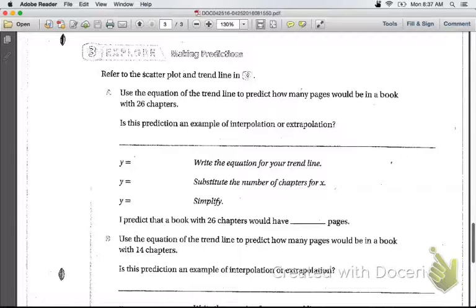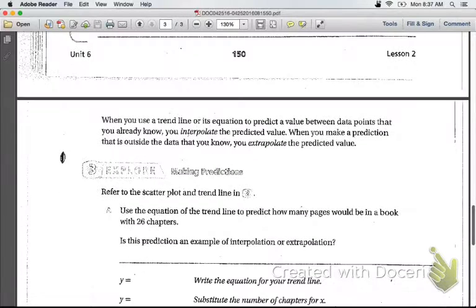So let's kind of define what those are. When you use a trend line or its equation to predict a value between data points that you already know, you interpolate the predicted value. When you make a prediction that is outside the data that you know, you extrapolate the predicted data.